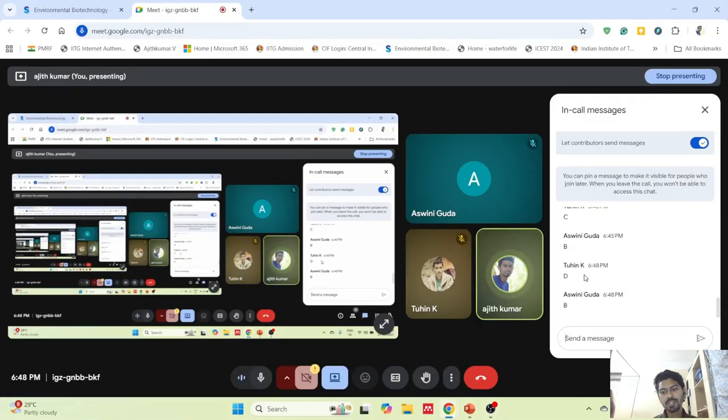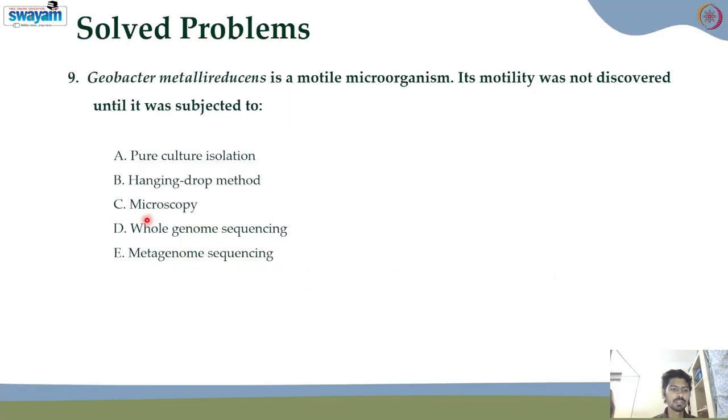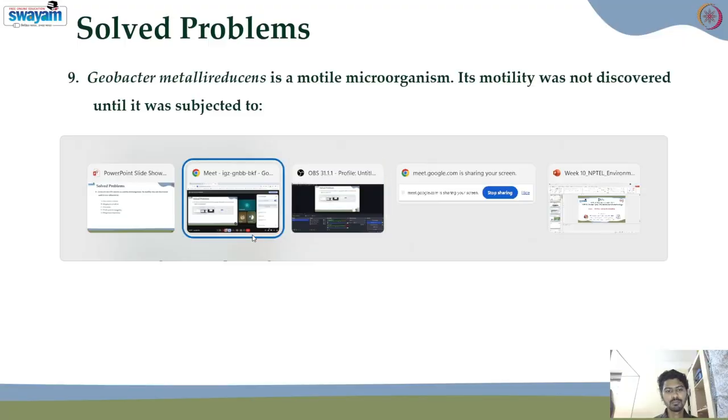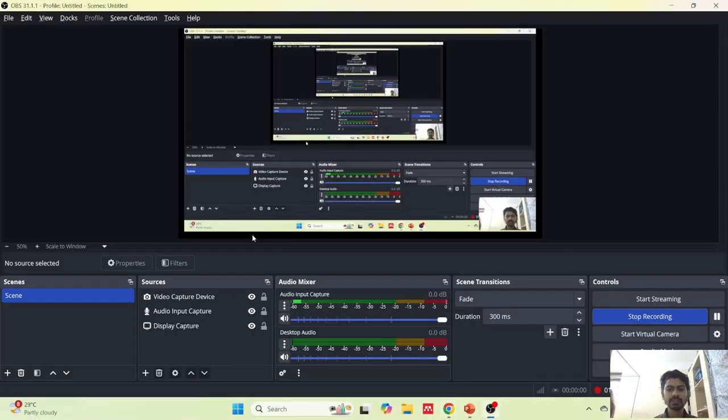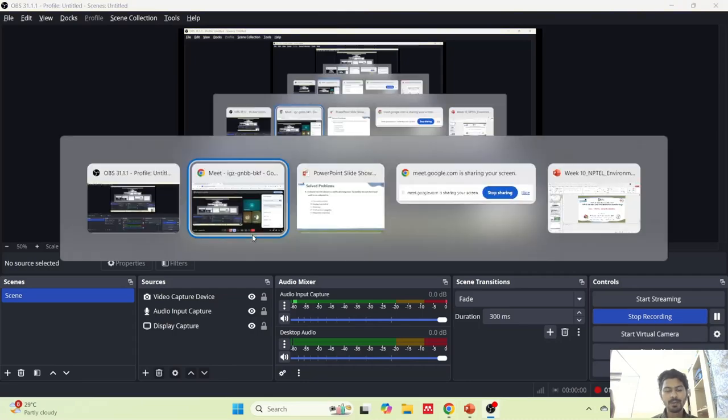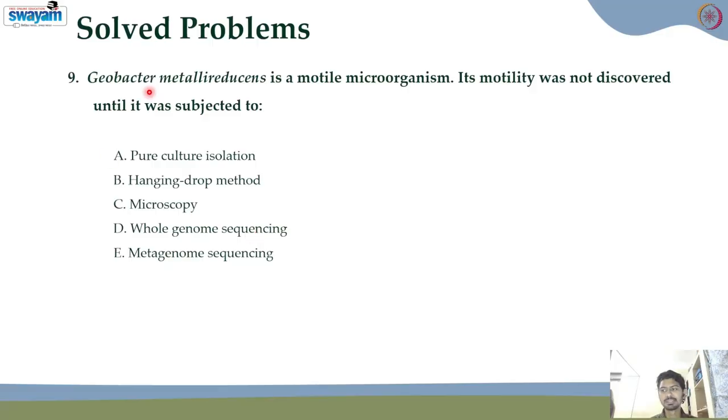Option B, option D, option B, and option D. Now we will see the answer. The correct answer is option D, which is whole genome sequencing.